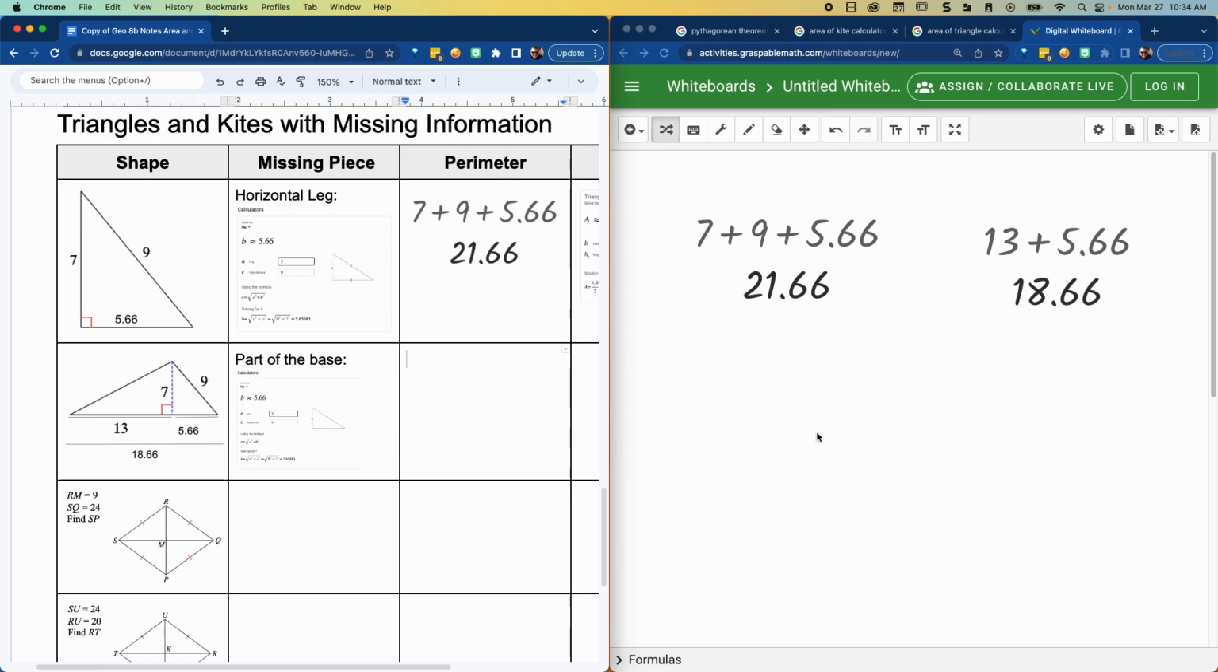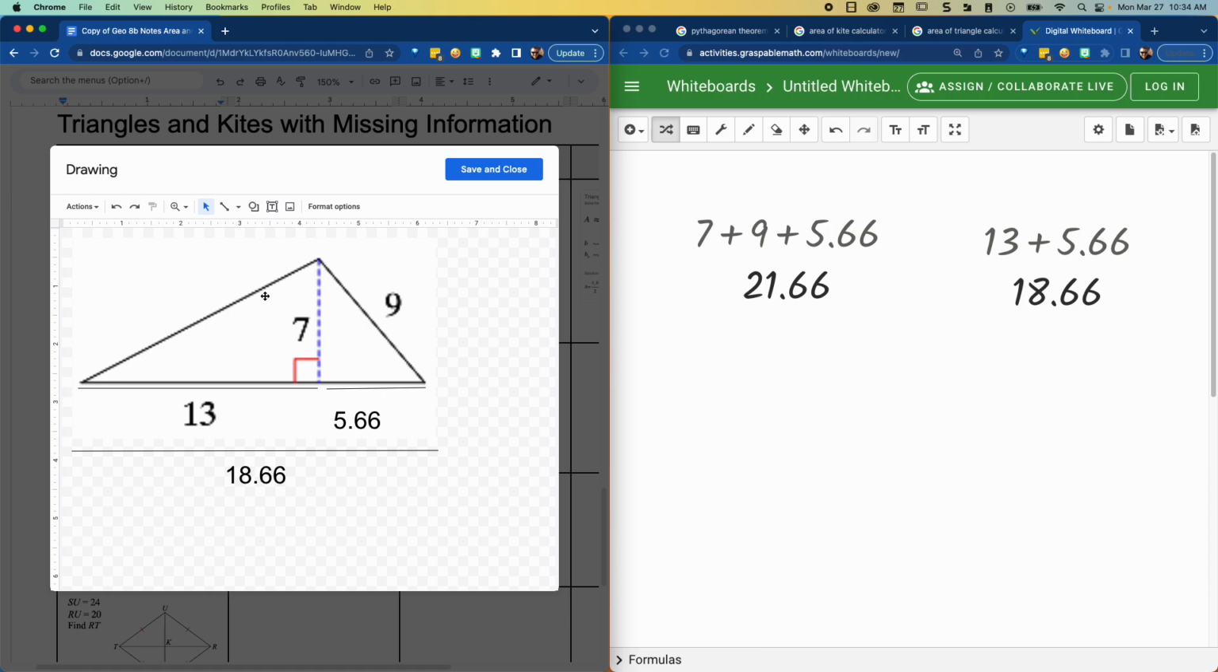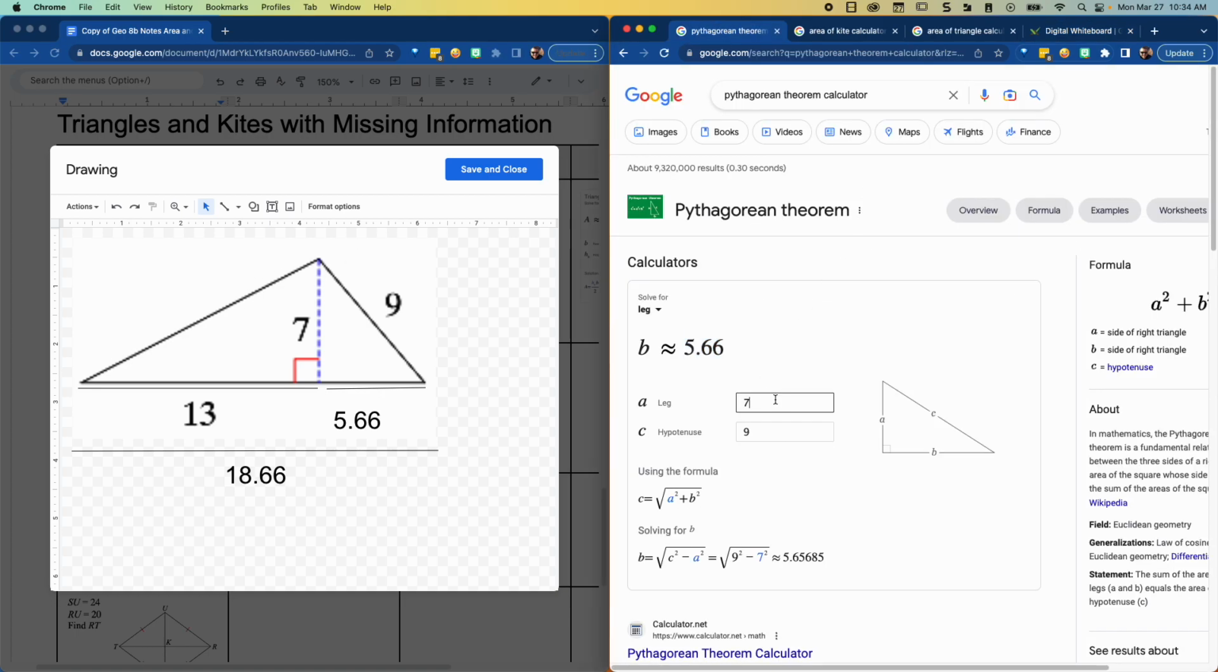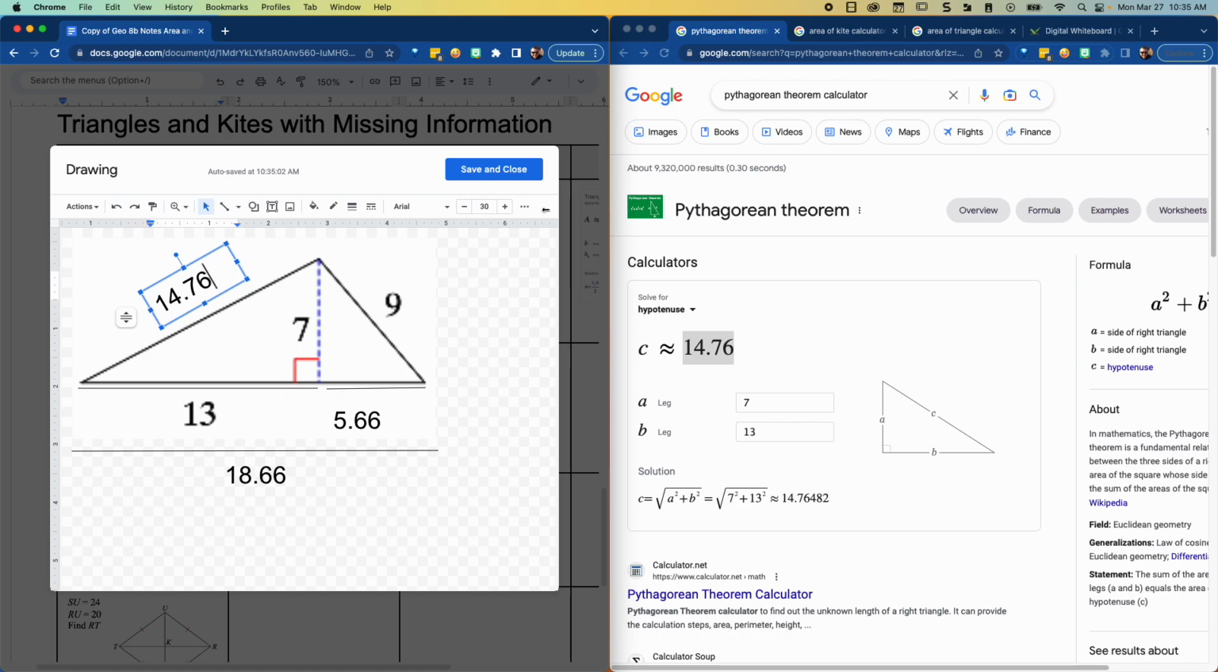Now let's do perimeter. We're missing more than one thing. We're missing part of the base, and we're also missing this other diagonal here. So let's calculate that. We are calculating the hypotenuse, and it's going to be 7 for one of them and 13 for the other. That shows me that the hypotenuse is about 14.76. So I can copy that and put this in here. It's 14.76.